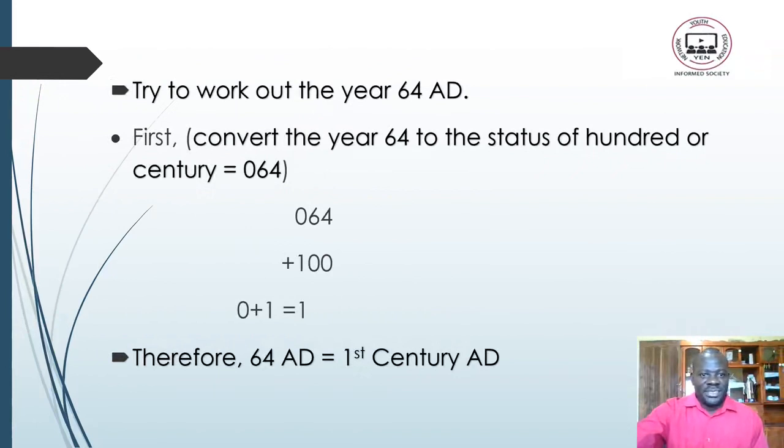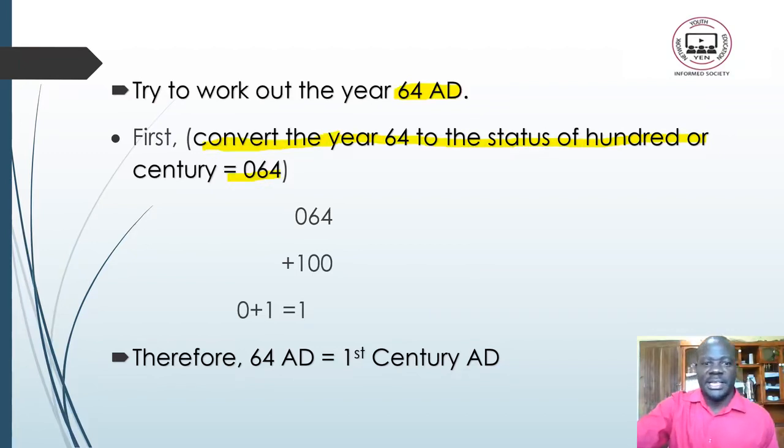So try to work out this one. Let's also try to work out the 64 AD as a century. You have been asked to find the century of 64 AD. In which century was 64 AD? So the first thing that you do is you convert the year 64 to the status of 100 or a century. You convert it to 100.